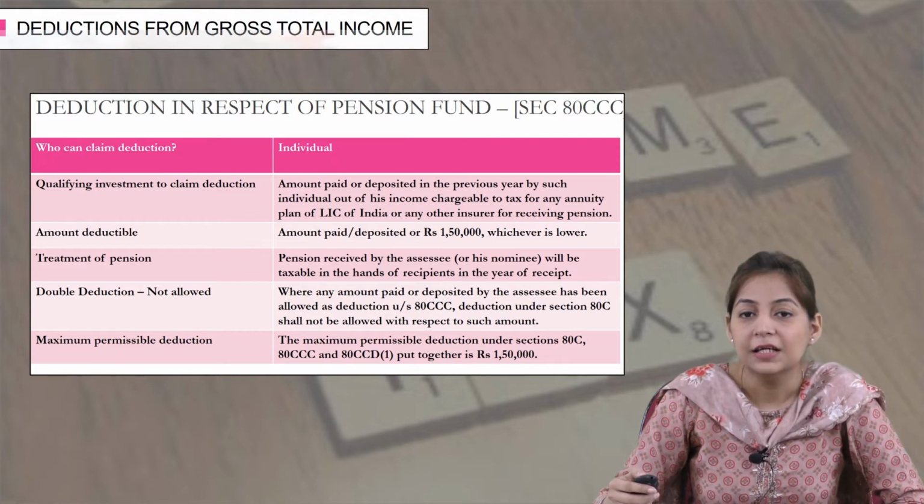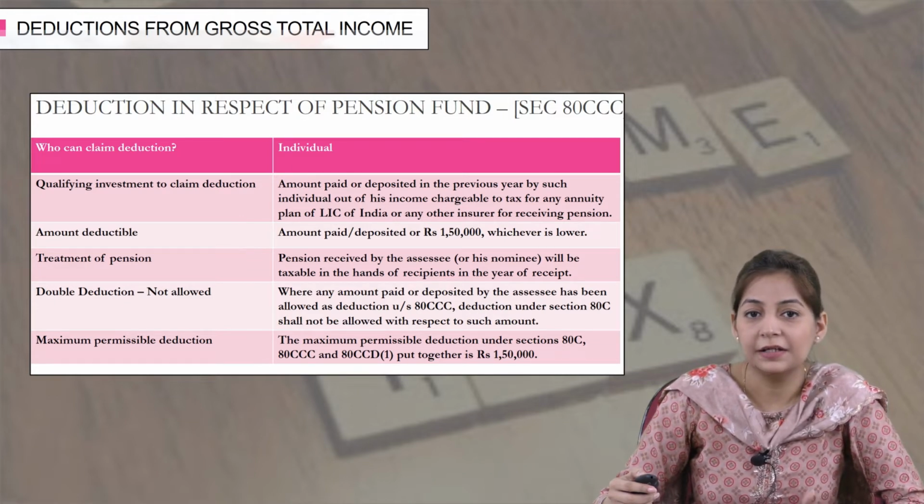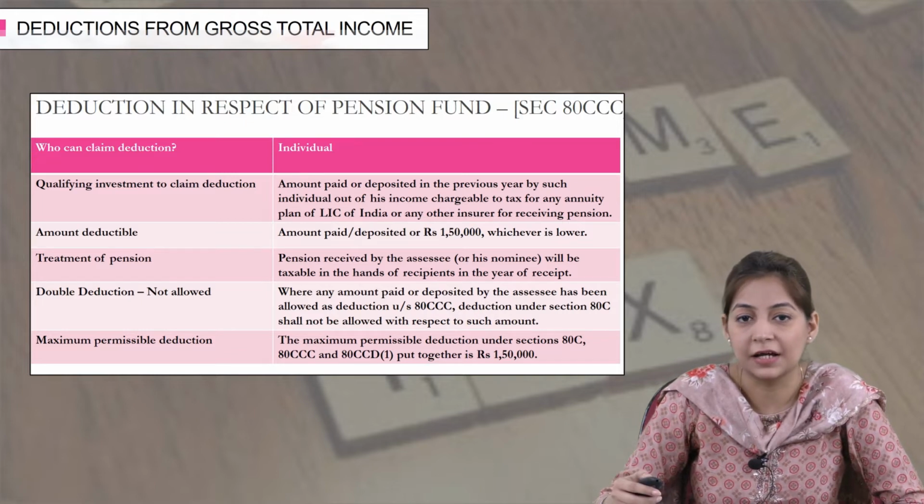And lastly, 3 sections together make a ceiling of rupees 1,50,000. So, deduction under section 80C, which we have already covered in our previous slide, deduction under section 80CCC, that is deduction in respect of pension fund, and 80CCD1, which we will be covering in our next slide. These 3 sections together make a ceiling of rupees 1,50,000.